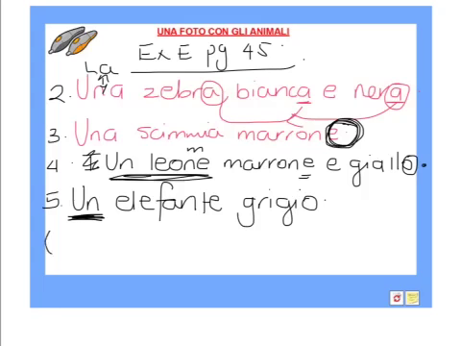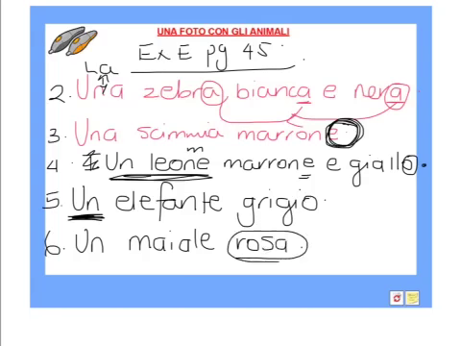And then finally number 6. Un maiale. Now pigs are pink. So rosa. Now if you remember, if you go back to the colours, there were some exceptions. There was pink, blue and purple. They never change for masculine or for feminine. They stay the same. Alright, you can stop that one there.